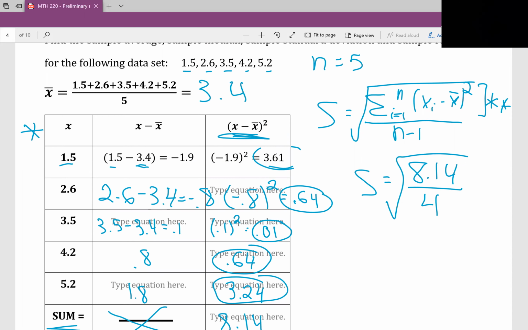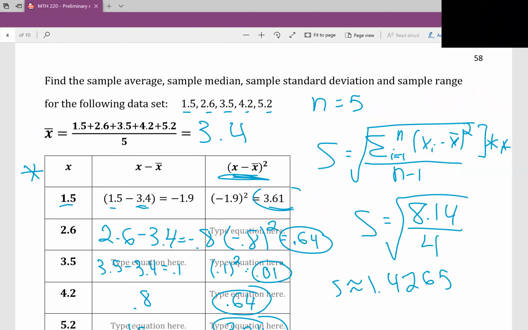And with these calculations for S, anytime you have a square root, I'm going to say go to at least 4 or more decimal points, you get 1.4265. So that's S. So we have X bar, we have S. Now, what else do we need? We needed the sample median.